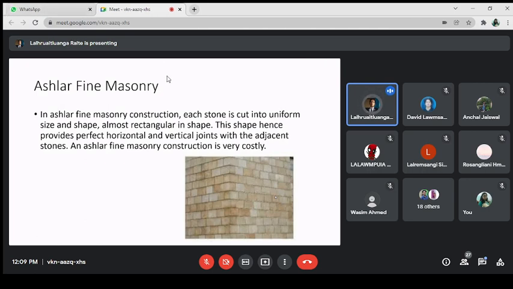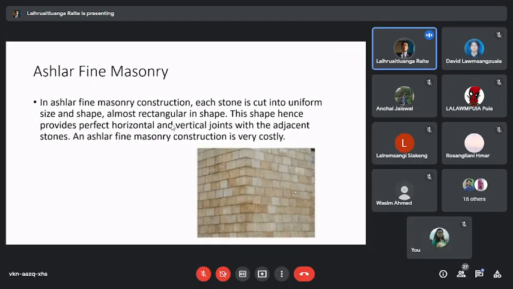Ashlar fine masonry construction is very costly, mainly because the type of stone that you are acquiring is going to be of higher quality, and also the amount of energy that you are going to spend on perfecting the shape of your ashlar is going to be heavy. And finally, as they are heavy materials, the amount of workload that you are going to pay in order to lift this up and construct it is going to be costly as well.